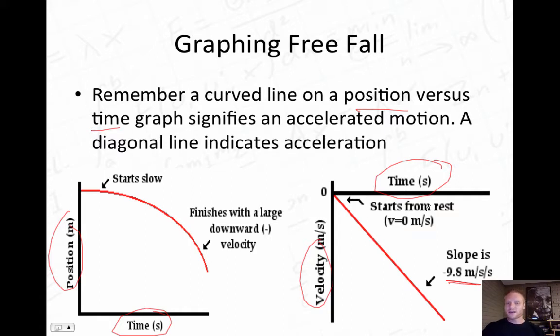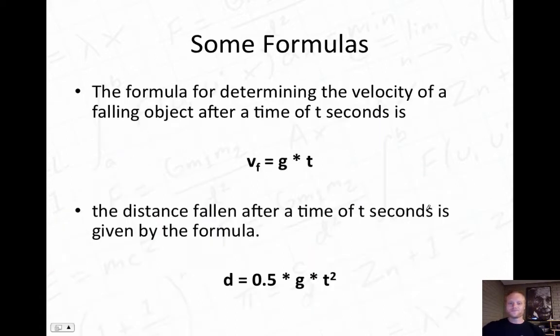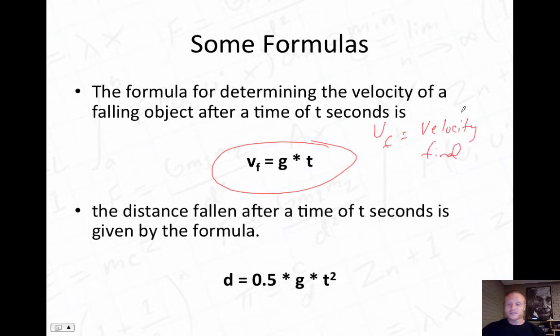We looked at a ticker tape diagram, and now we've looked at it as a graph. These are some formulas that you should be familiar with. The formula for determining the velocity of a falling object after a certain amount of time is this one right here: v_f = g t, where v_f stands for final velocity, g is 9.8 meters per second squared, the acceleration due to gravity, and t is time.